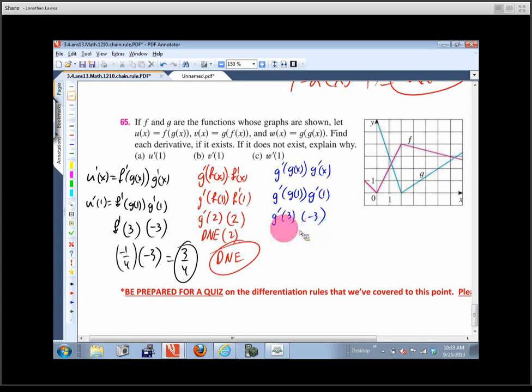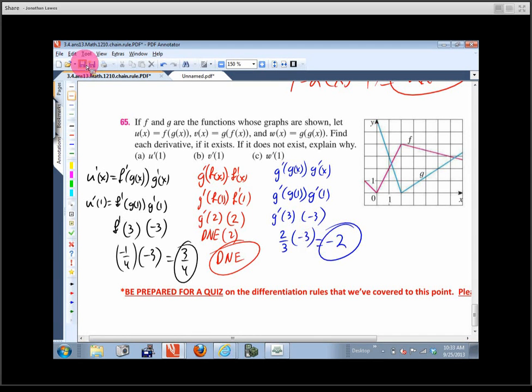So I need to come over here and let's find g prime at 3. So if I go over to 3, I want this slope right here. This looks to be a run of 3 and a rise of 2. So the slope there is positive 2/3. We make sure we get that right. Cancel those, so we end up with a -2. Is that right? Okay, any questions?